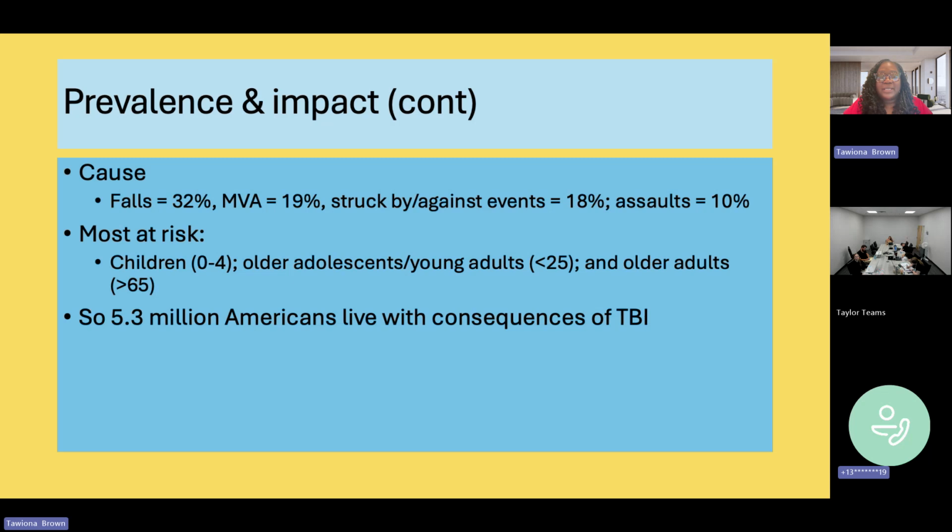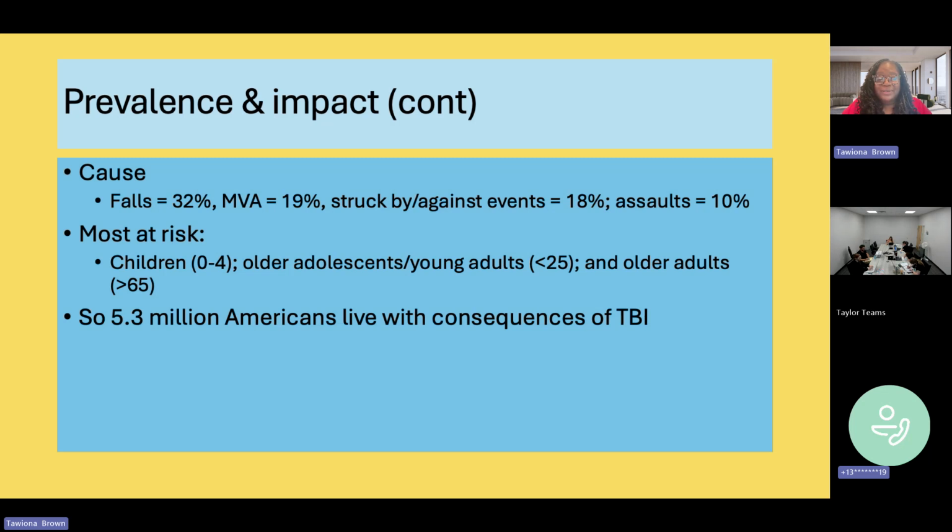So, with the cause, you have 32% from falls for traumatic brain injuries, motor vehicle accidents following at 19%, struck by or against, that's 18%. You have assaults that are 10%. And then, unfortunately, the ones that are most at risk are going to be your young ones, 0 to 4. And oftentimes those TBIs are going to be from some type of abuse or some type of shaken baby syndrome.